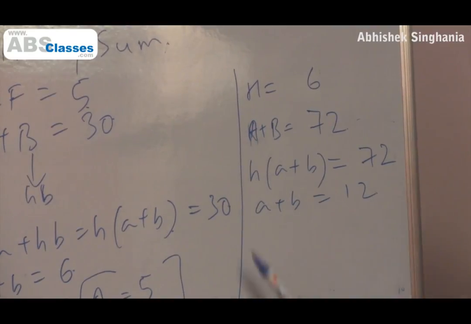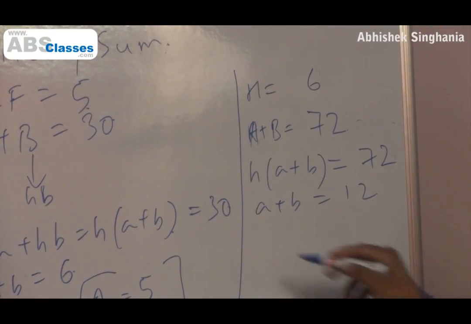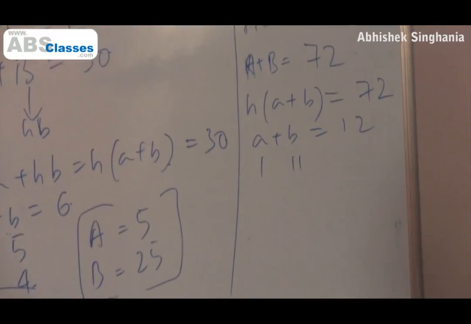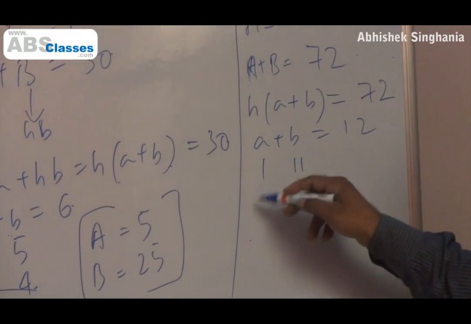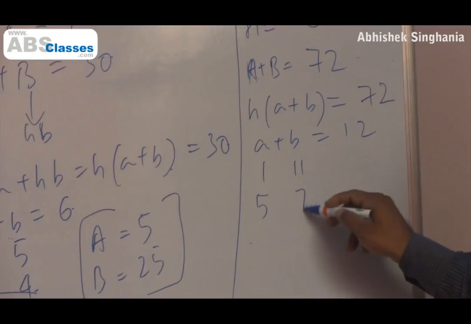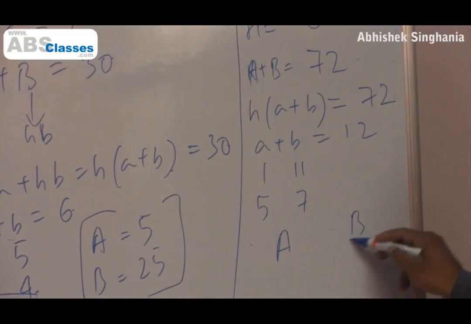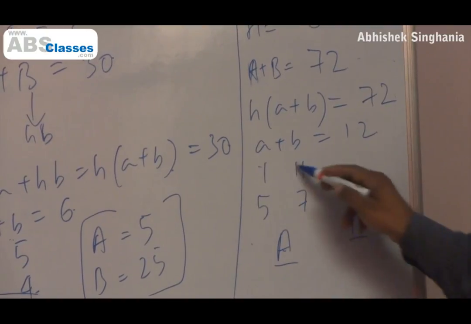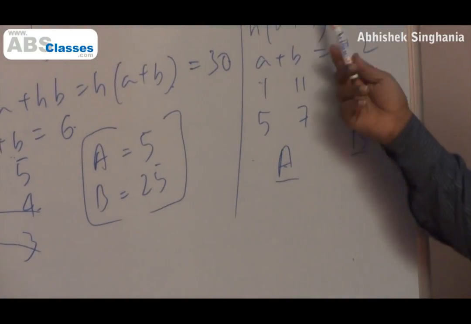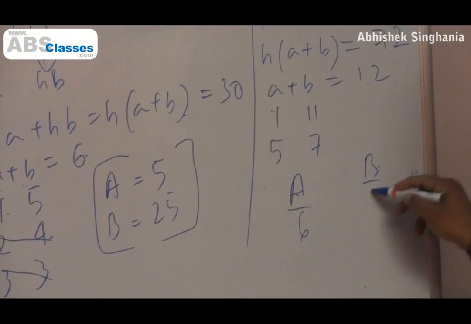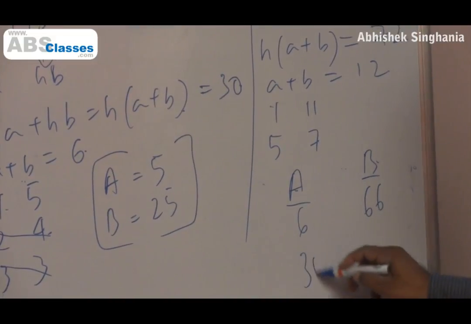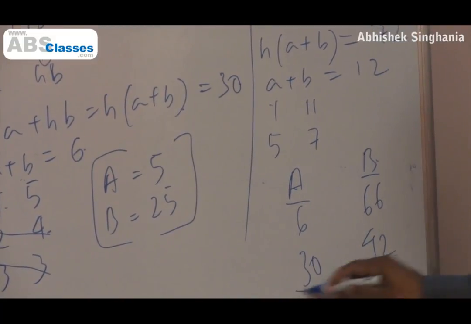I'm looking for a pair of numbers whose sum is 12 and which are co-prime to each other. So what are the possibilities? 1 and 11, not 2 and 10, not 3 and 9, not 4 and 8, 5 and 7. These are the only two possibilities. So what will be my two numbers? If A is 1, B is 11, but remember that they have to be multiplied by the HCF. So this will be 6 and 66. This will be 30 and 42. So these are the two cases.